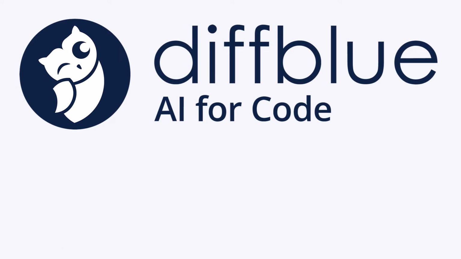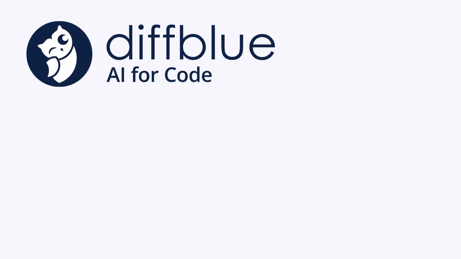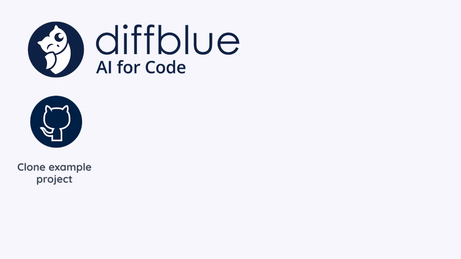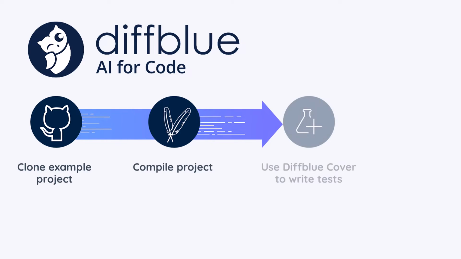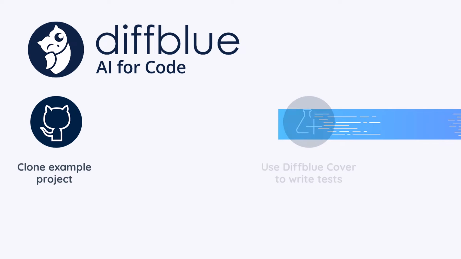Now we can start using DiffGlue Cover. There are three key steps in this demo. We'll clone an example project, compile the project and check our environment, and then write tests for a class and for the whole sample project.